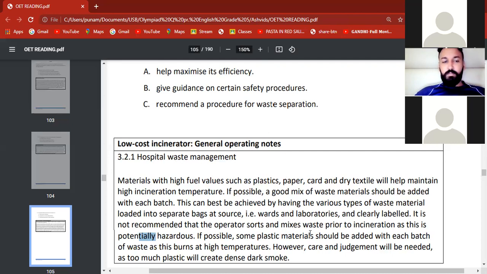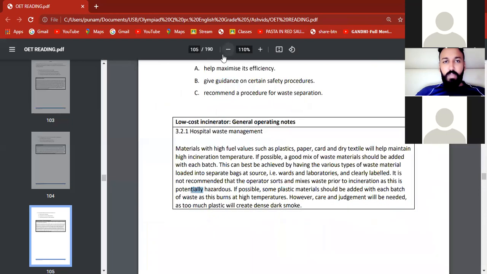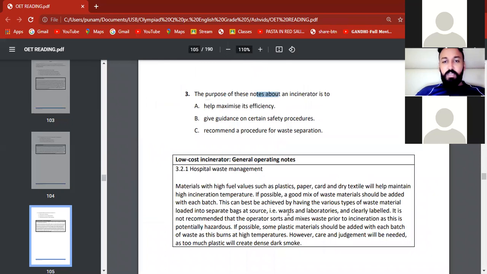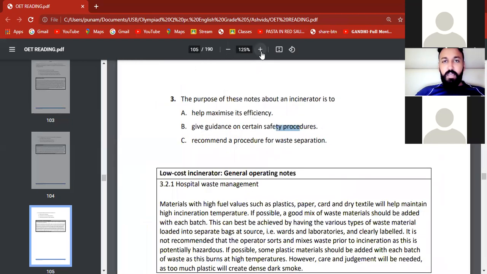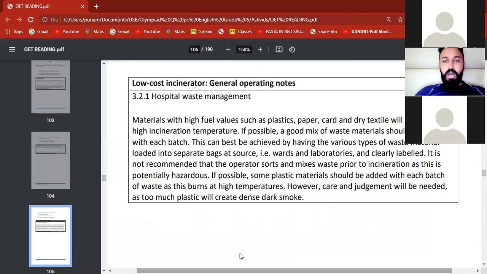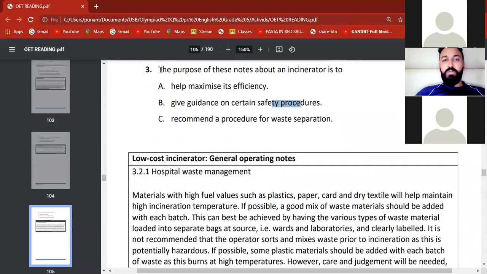However, care and judgment will be needed as too much plastic will create dense dark smoke. So give guidance on certain safety procedures, but the question is about the overall purpose of these notes. In the end, there is only one sentence about it, right? But the question is not only about the last sentence; it is about the notes, everything. What is it talking about?